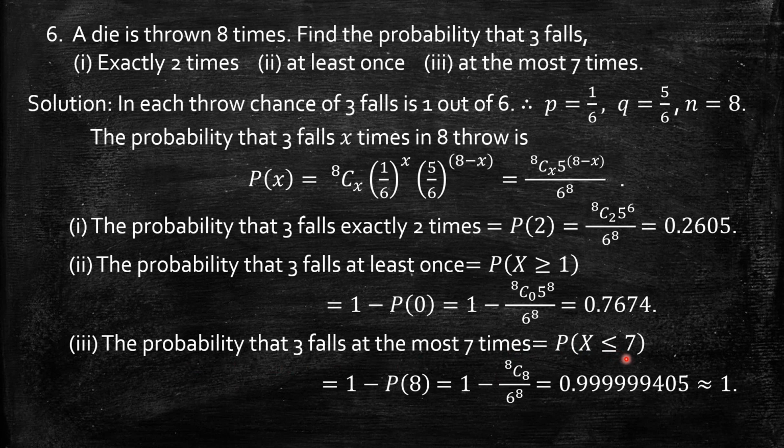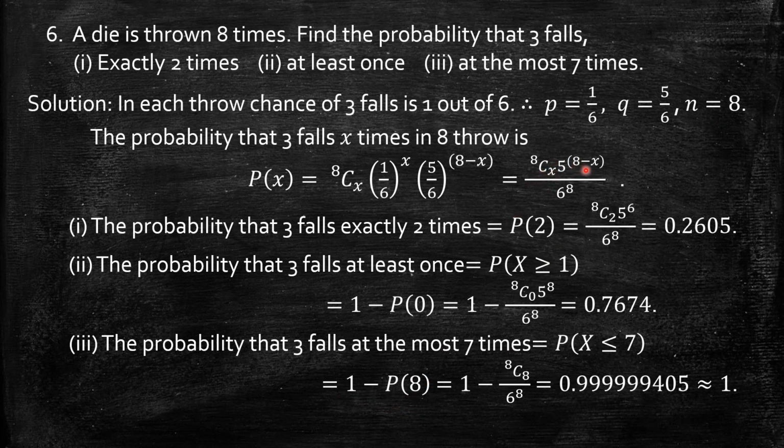So the probability that 3 falls at the most 7 times is P of x less than or equal to 7. If I take the probabilities, then I have to take all the probabilities from 0 to 7. Instead of that, again we take the complement, that is 1 minus probability of x greater than 7. X greater than 7 means only one value, since n is 8. So total number of trials carried is only 8. So I have 1 minus P of 8. Substitute x equal to 8 here.